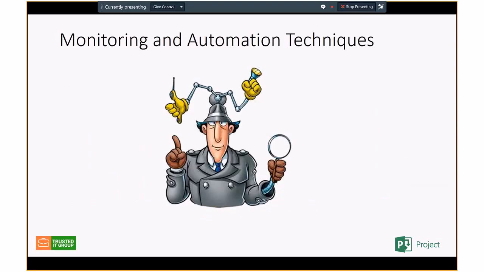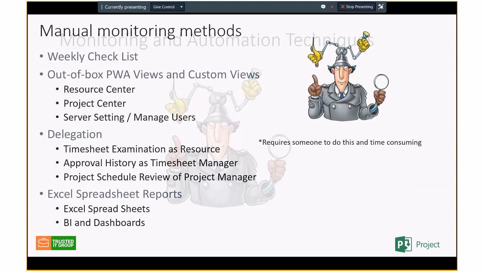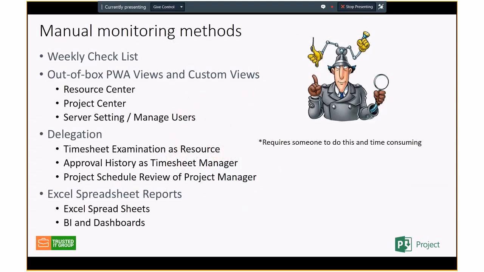So some of the techniques, I'm kind of running out of time, so I'm going to go through this somewhat fast. Have a weekly checklist. Just use out-of-the-box PWA views and custom views, where you can look at the Resource Center and Project Center and just look for missing data. Delegation's a great tool also to see what's going on, because with delegation you can go in as different people and look at their timesheets or task sheets or project schedules. And then finally is putting together a spreadsheet with all the things that you're monitoring. And I'll give you an example of that.